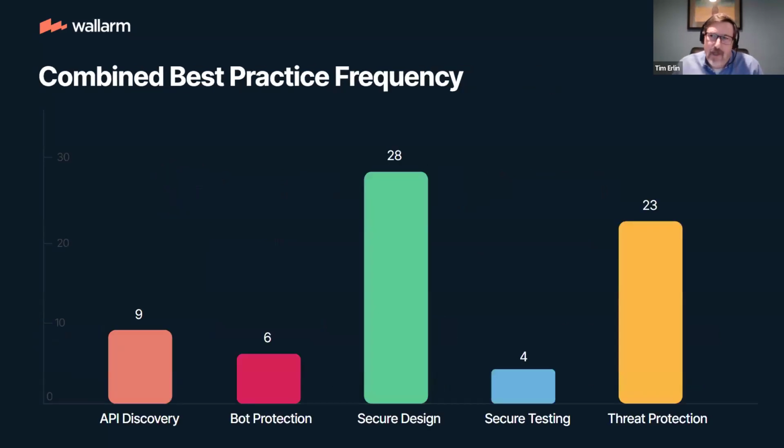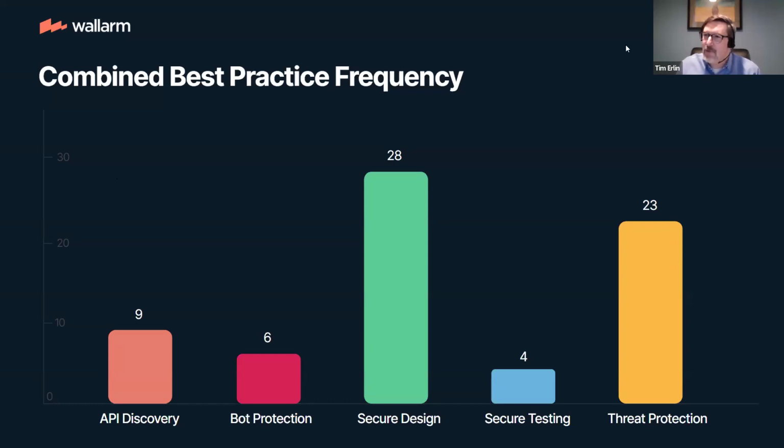we subcategorized them, and we produced a little bit of analysis here. So this is the combined best practice frequency based on the categories that we selected. When we broke this down, what we saw was that the majority of these organizations are recommending heavily around secure design and threat protection. Those are the two pillars that had the most recommendations. API discovery was next, bot protection after that, and then secure testing had the fewest recommendations based on our categorization. So that's what the summary results looked like.